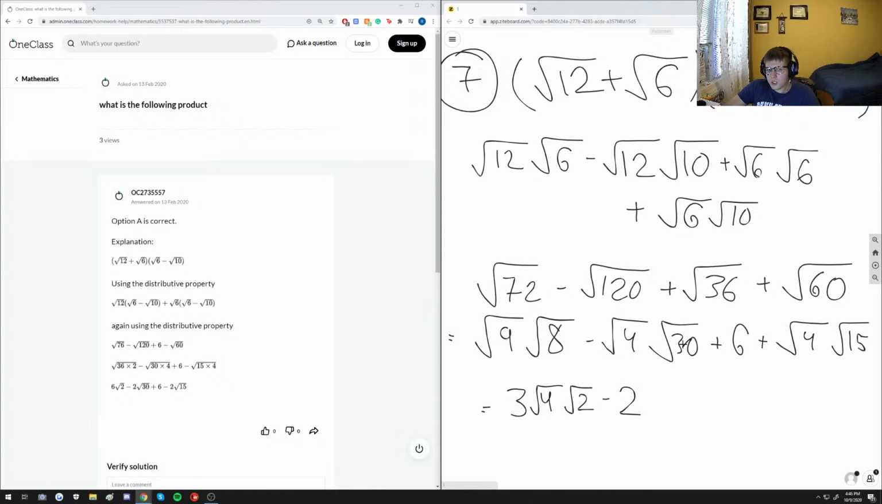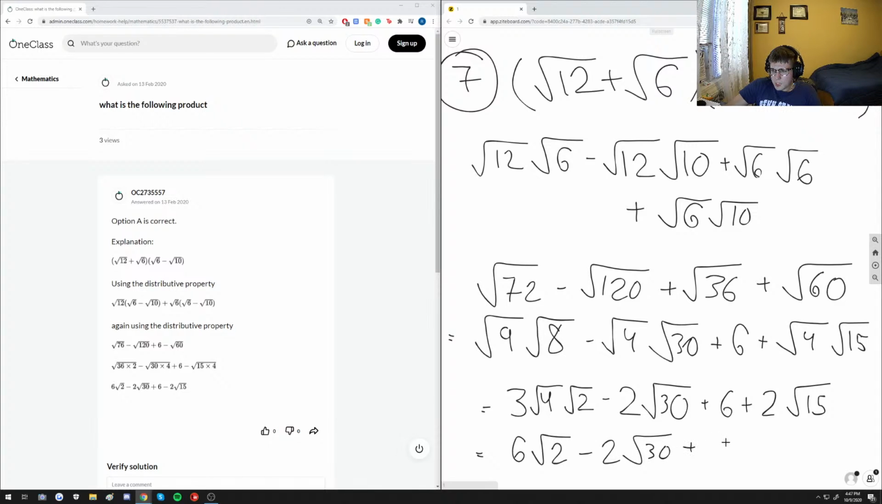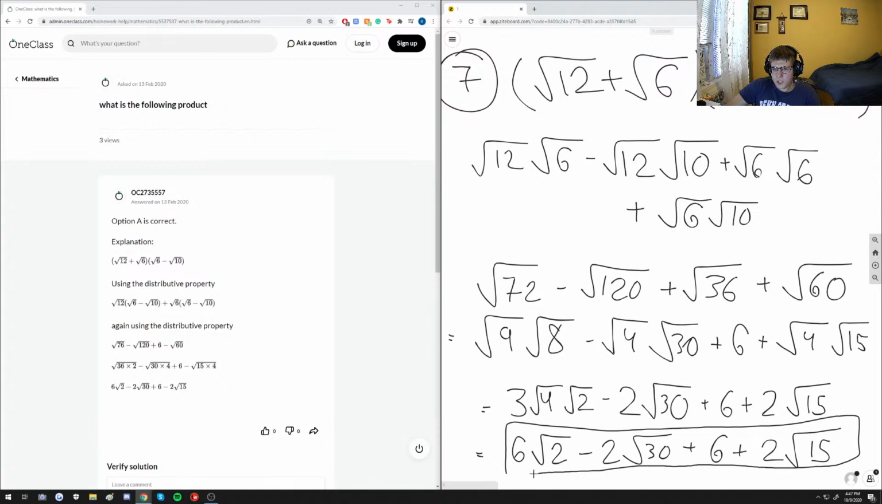and looking at this square root of 30, there's not much we can do with it to actually decompose it because none of its factors are perfect squares. So then plus 6 plus the square root of 4 is 2 square root of 15. After this final step where we evaluate the square root of 4 and multiply it by 3, we're going to get 3 times 2, which is 6, root 2 minus 2 root 30 plus 6 plus 2 root 15.